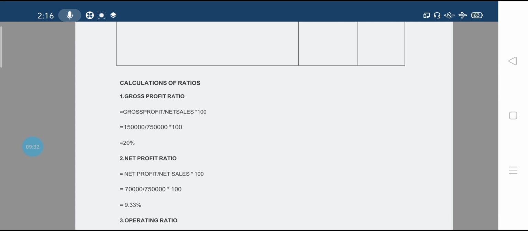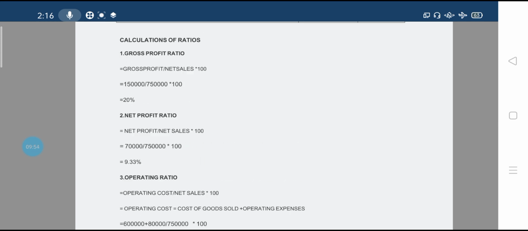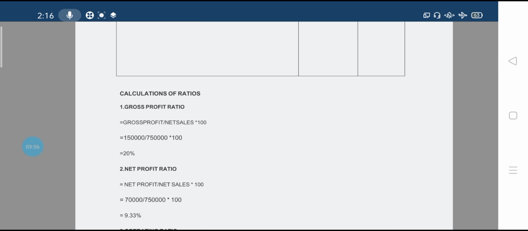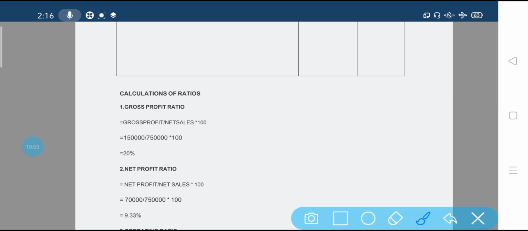Now let's calculate the ratios which are asked in the problem. The given balance sheet also we can rearrange if it is necessary for the calculation of the ratios. Okay, so here calculation of ratios: gross profit. The formula is gross profit divided by net sales.